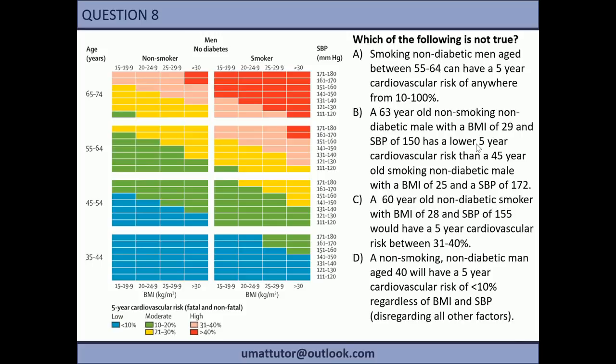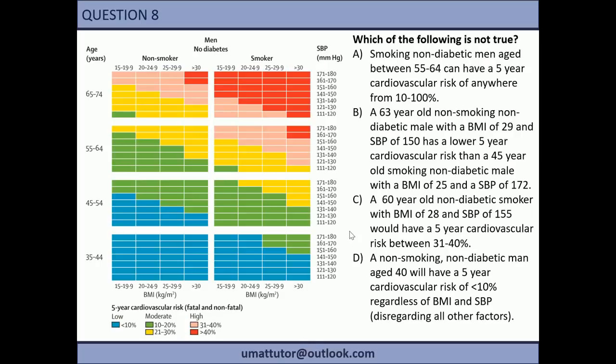So B is an accurate statement, and therefore it's not the correct answer. If you look at C, a 60-year-old non-diabetic smoker with BMI of 28, I'm going to stop at this point because the issue already is that it just says non-diabetic smoker, but not a non-diabetic smoking male. Because there's no mention of the male, we can't really conclude anything about this particular option, because the table is just showing us men, not the whole population.